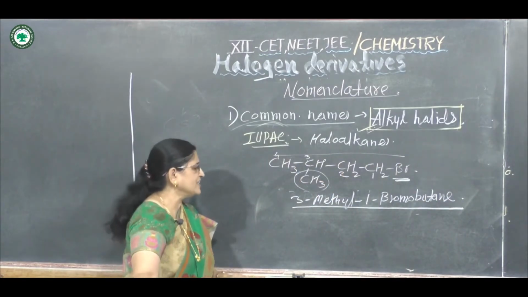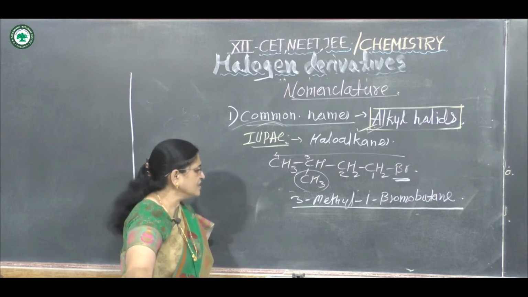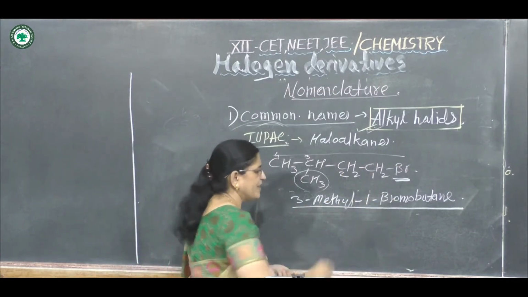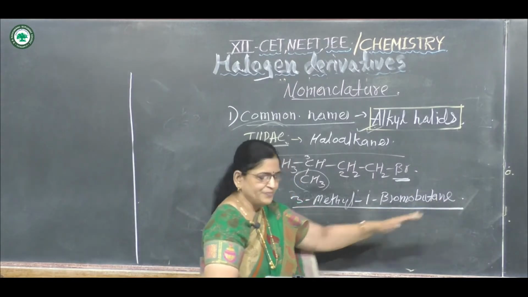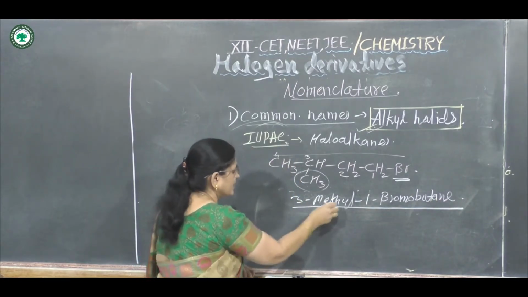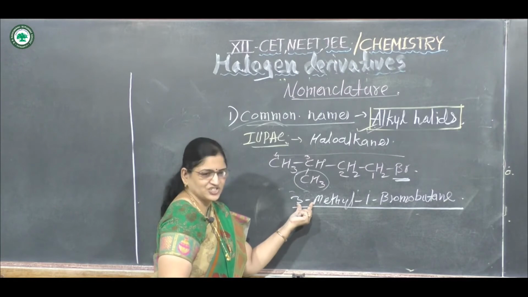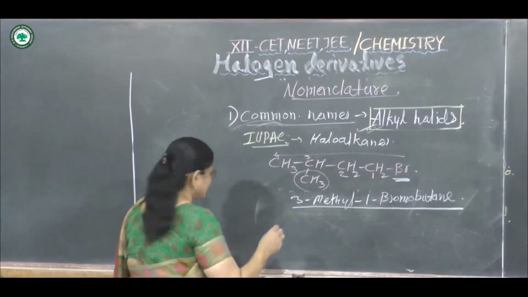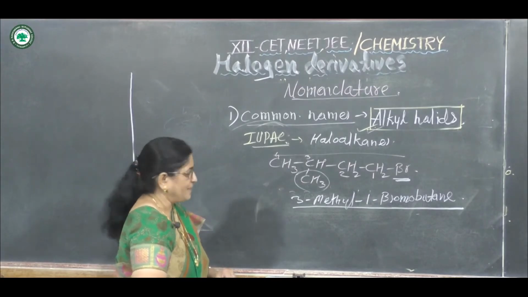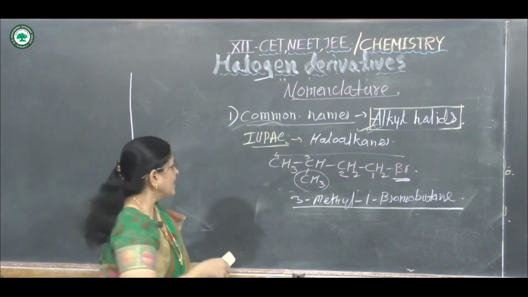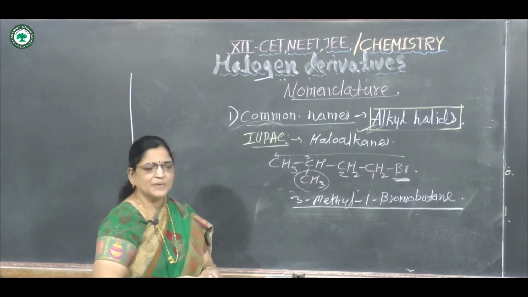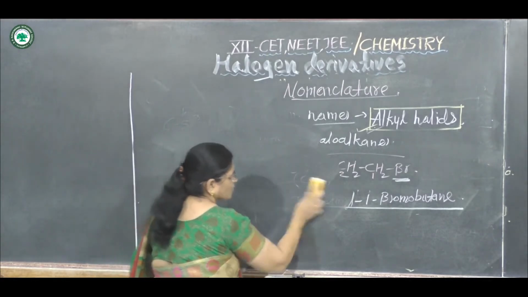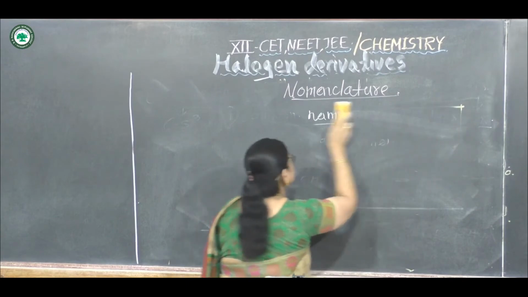This IUPAC name is always a single word, that is, no gap in between methyl, bromo and butane. Only the number and the word are separated by a dash. And if 2 numbers are there, these 2 numbers are separated by a comma. In this way, in short, that is the common name and IUPAC system of nomenclature.